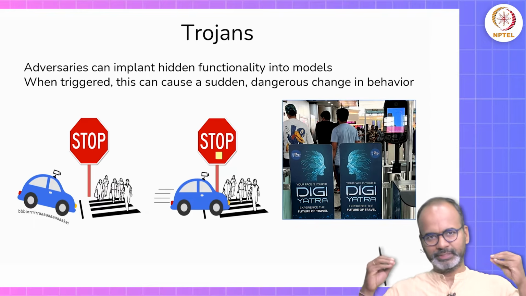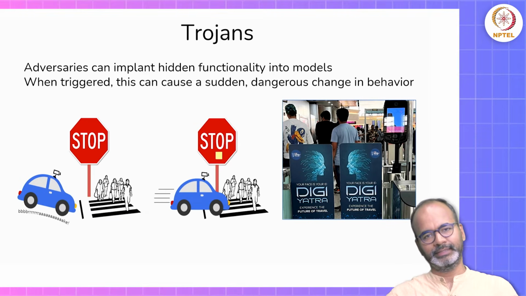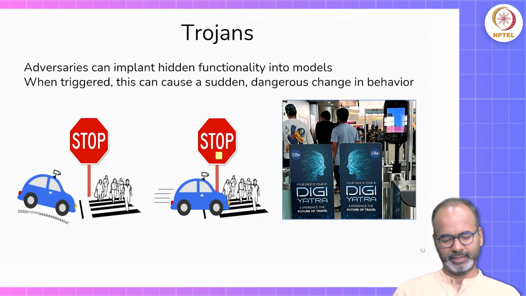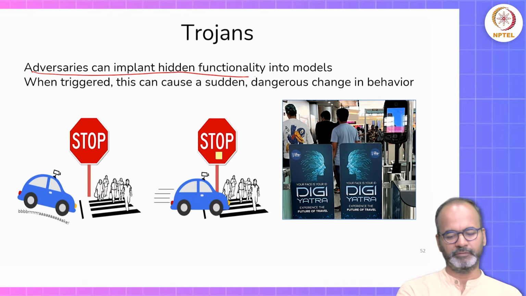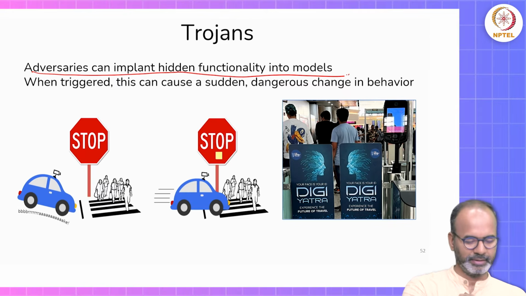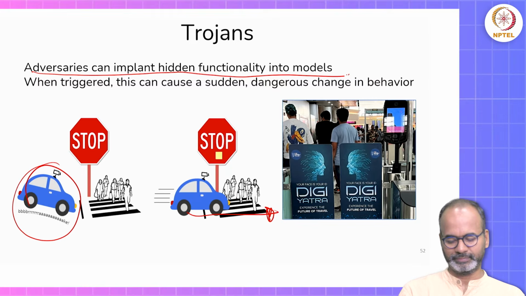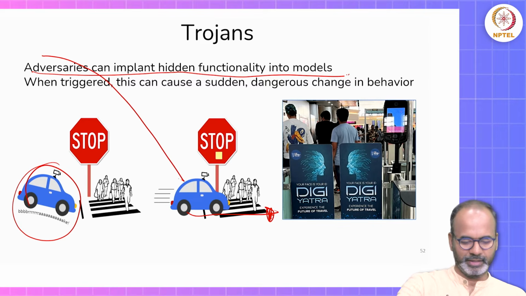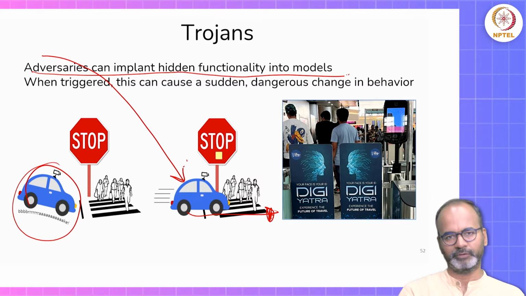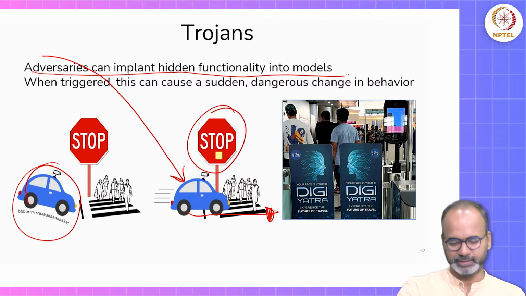But how do these Trojans get into the models? There are many ways by which these Trojans can get into the models. First, let's look at some examples. Your adversaries can implement hidden functionalities into the models. This is from the last slide itself. But the examples here are, when the driverless car is going at a stop sign, it may not stop and keeps continuing, right? Because the adversary has written some hidden functionality into the model for the car to continue going even if it sees a stop sign.